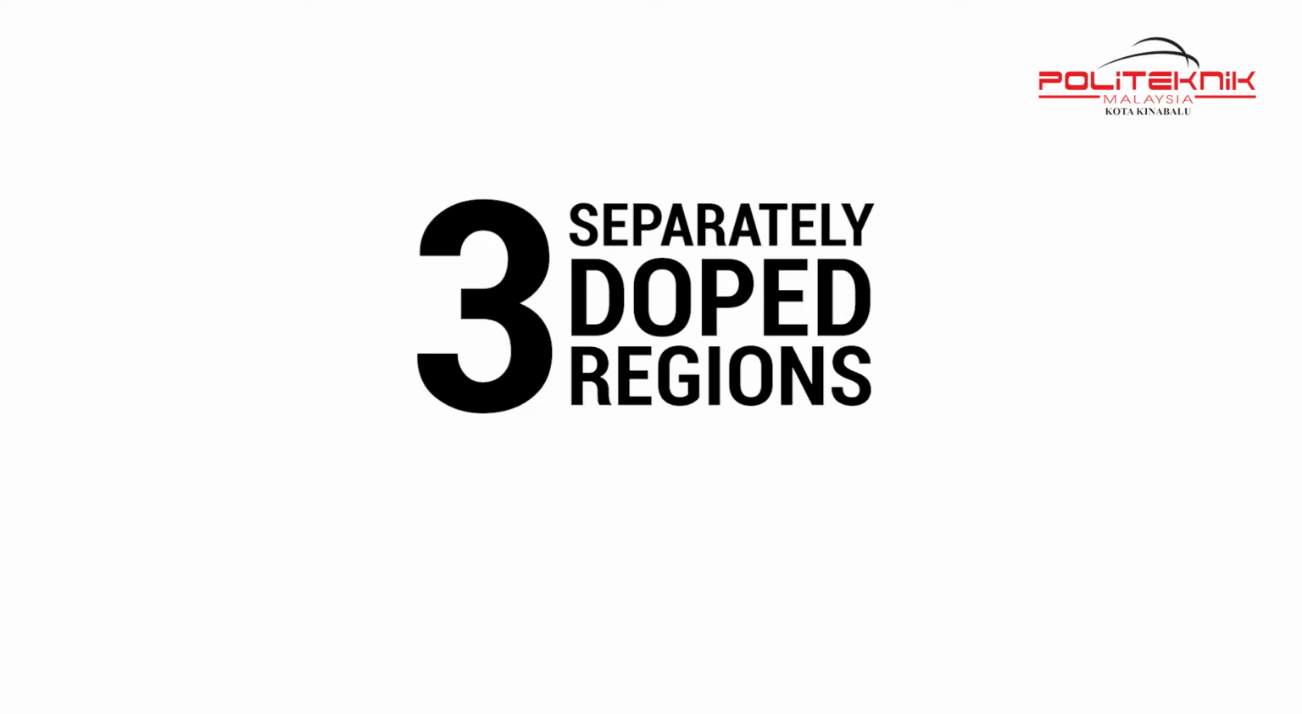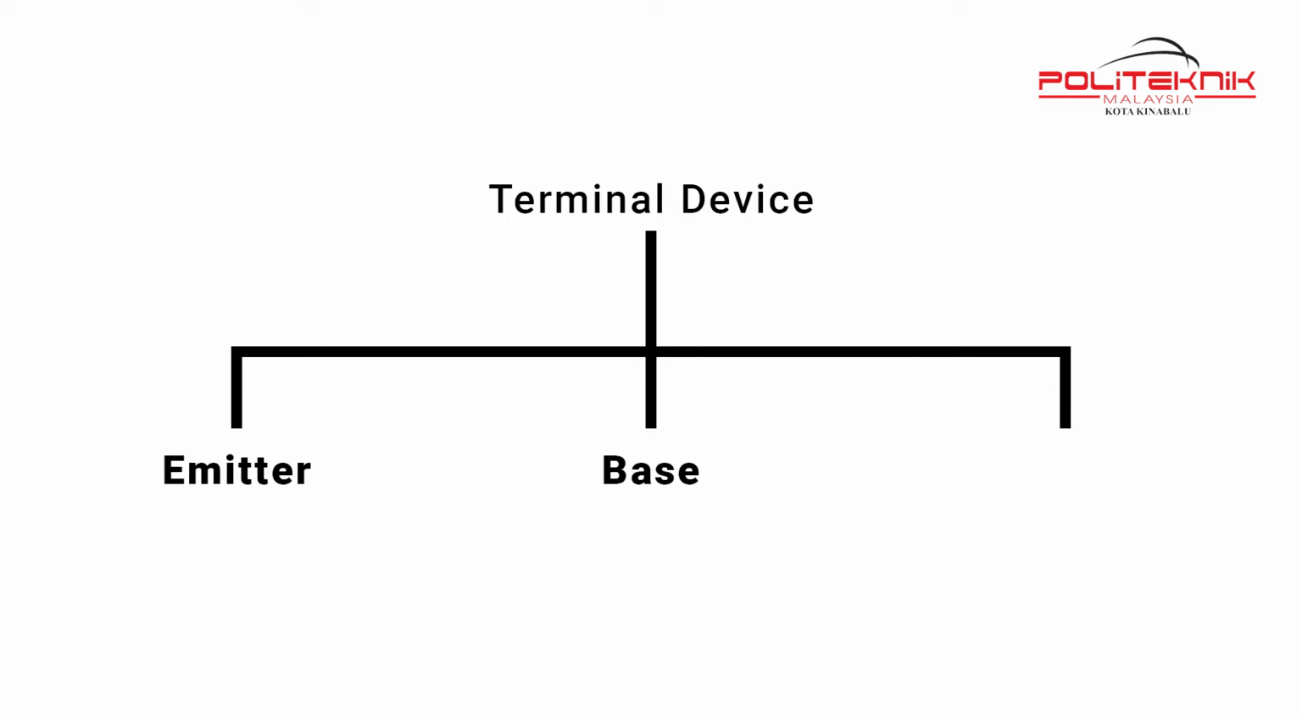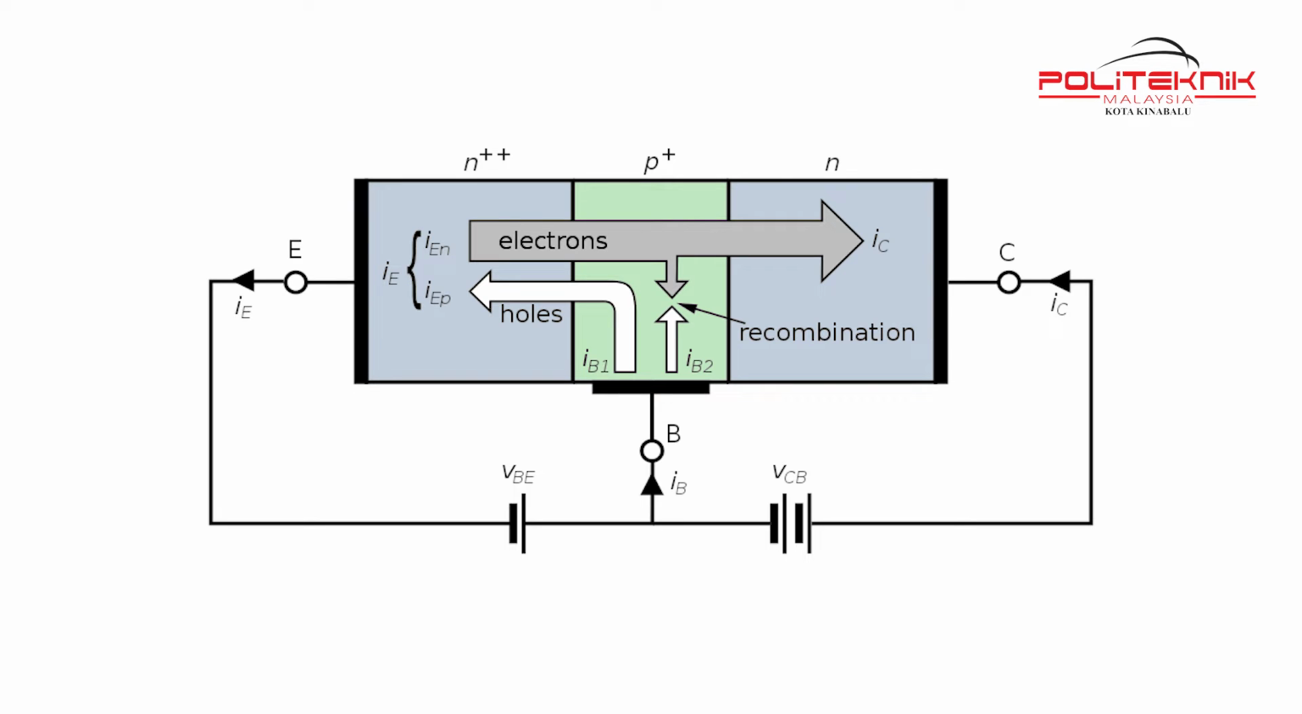Transistor. The bipolar junction transistor has three separately doped regions and contains two PN junctions. The bipolar transistor is a three-terminal device: emitter, base, and collector. The basic transistor principle is that the voltage between two terminals controls the current through the third terminal. Current in the transistor is due to the flow of both electrons and holes, hence the name bipolar.